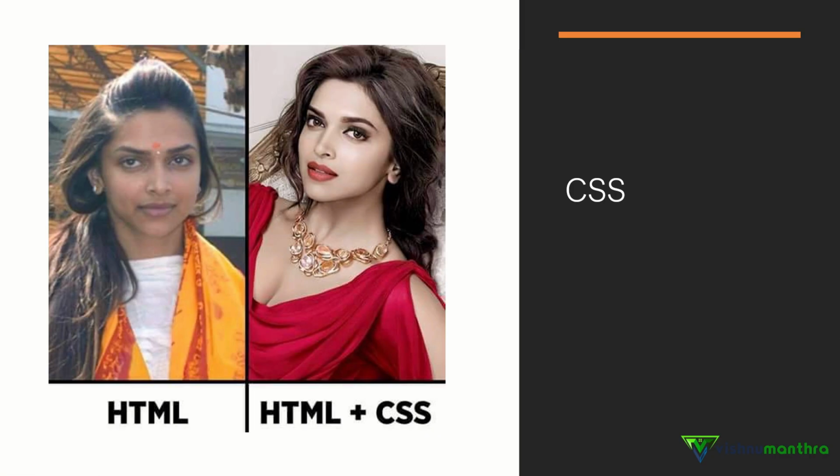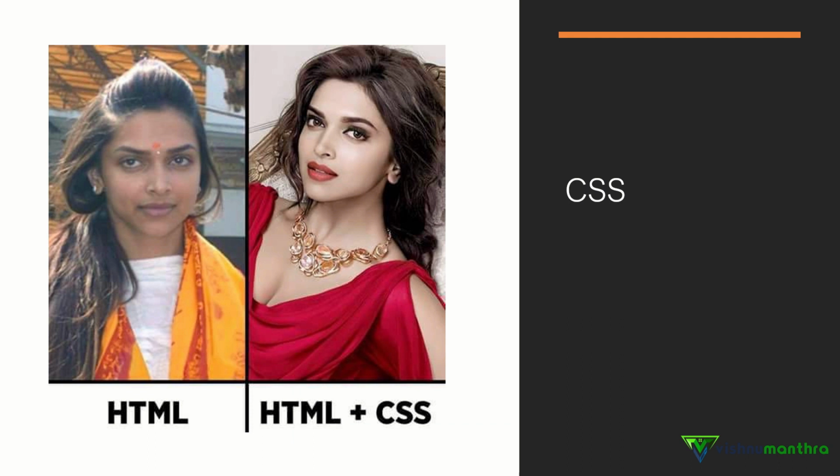So what is CSS? In order to understand CSS very easily, you can remember this example. You can see the actress in two different photos. One is HTML and one is HTML plus CSS. So what happened? You can see that with HTML plus CSS, the actress got styling. So CSS is used for styling purposes. Cascading Style Sheets are used to make your website colorful and vibrant. Okay, so I hope with this image itself you have understood what CSS is and what it is used for.